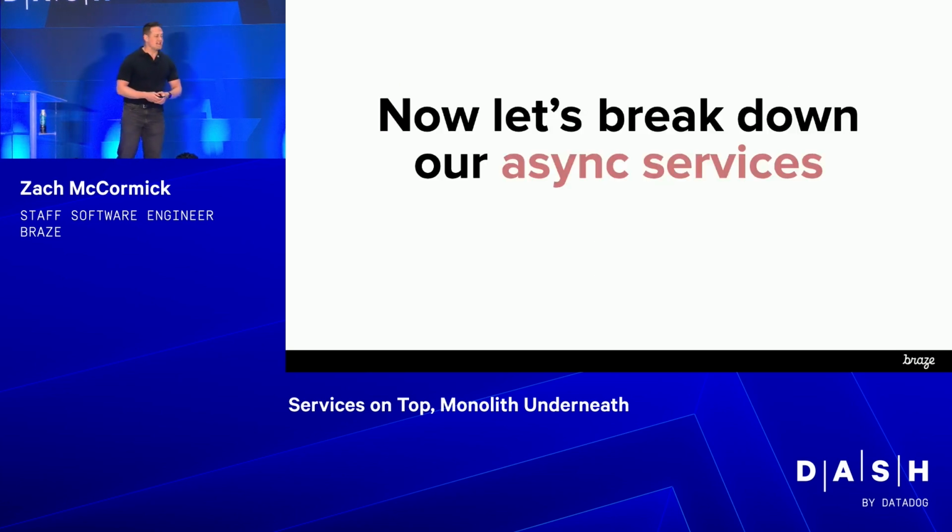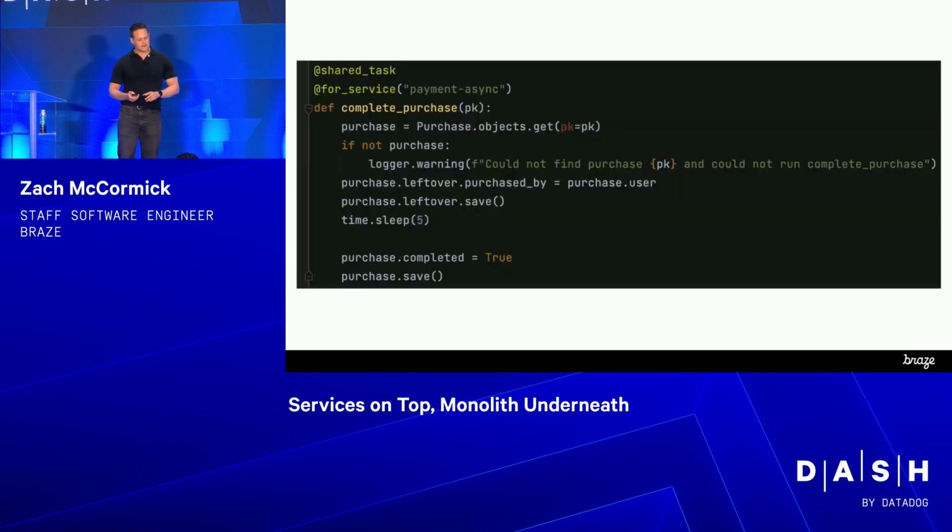So now let's break down our async services, right? I talked about Celery. Braze uses Sidekiq, same idea. Actually, the method decorator that I wrote worked just fine without changing anything, which was pretty fun. So I was able to use the same thing on my very complicated complete purchase function there. And I just decided to name it payment async so that I'd have something different.